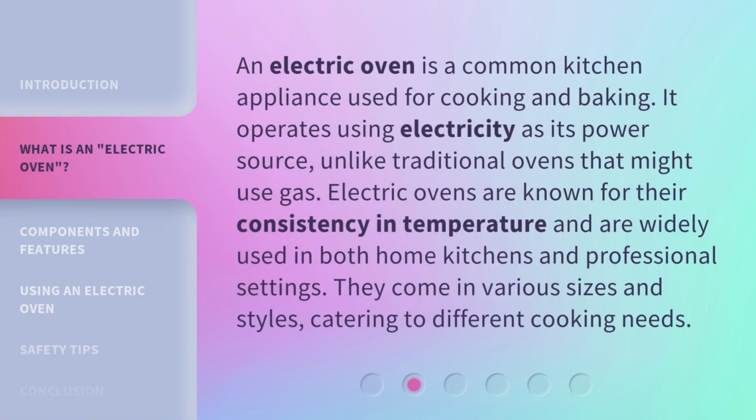An electric oven is a common kitchen appliance used for cooking and baking. It operates using electricity as its power source, unlike traditional ovens that might use gas. Electric ovens are known for their consistency in temperature and are widely used in both home kitchens and professional settings. They come in various sizes and styles, catering to different cooking needs.